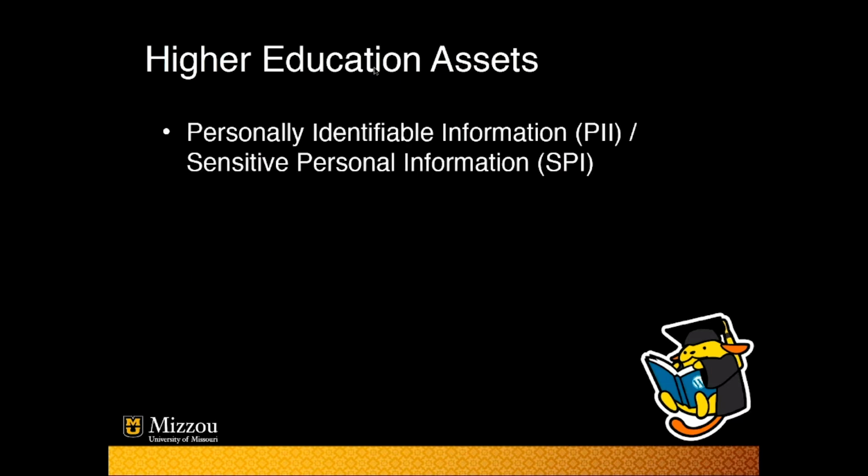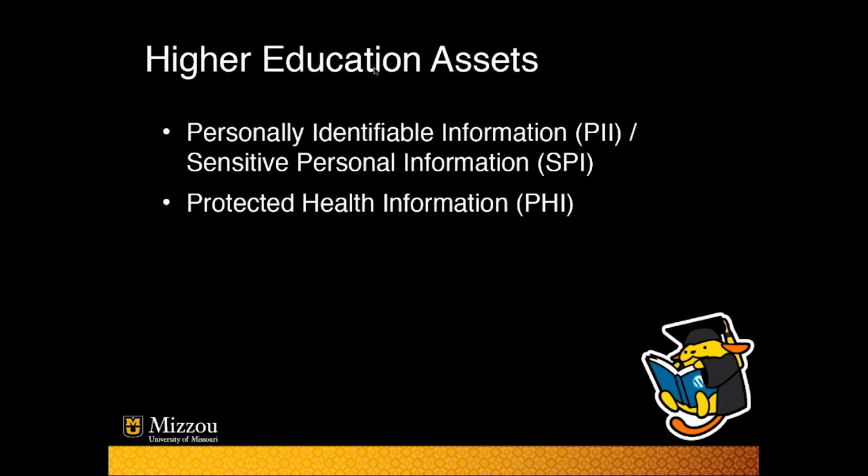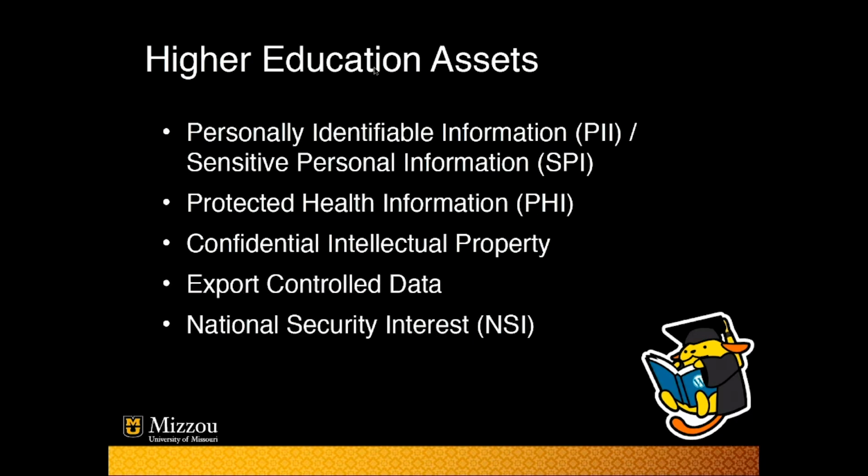Now, beyond that, we also have personally identifiable information, we have sensitive personal information. If you're connected to a med school or a hospital, you might have sensitive health information. If you're a research institution, you might have confidential intellectual property. There goes export control data and national security interests. We have a ton of extremely valuable assets. That's why we are often a target. In 2018, there were close to 6,500 reported breaches, with an average cost of $3.6 million per breach. You do not want to be the source of the breach.